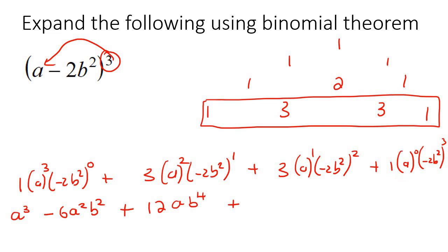This is just 1. Now, if you say negative 2 to the power of 3 in your calculator, that's going to give you negative 8. So negative 8, and then b to the power of 6, because this is a 2, and that's a 3. And so we multiply them to become b to the power of 6.